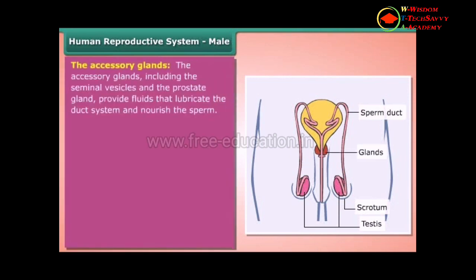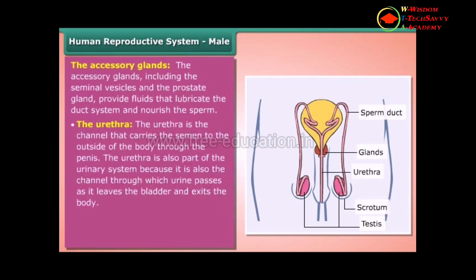The accessory glands. The accessory glands, including the seminal vesicles and the prostate gland, provide fluids that lubricate the duct system and nourish the sperm.